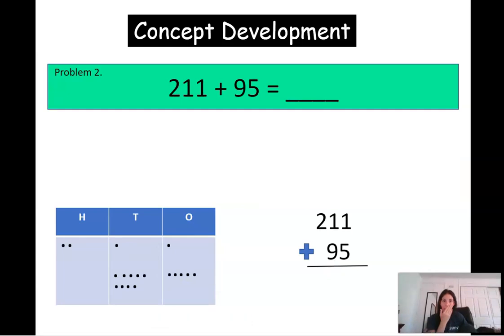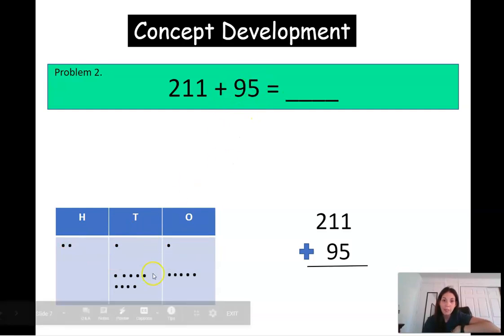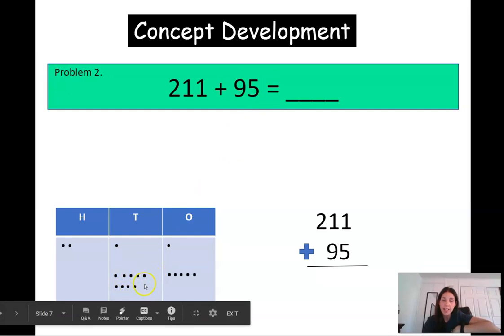Let's look at this problem. 211 plus 95. So we can again use our hundreds, tens, and ones chart to help us add this problem together. So we have 200, 1 ten, and 1 one to show 211. And then for this number, 95, we have 9 tens and 5 ones.